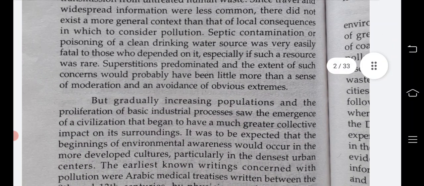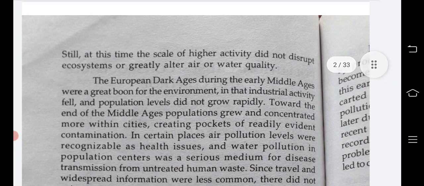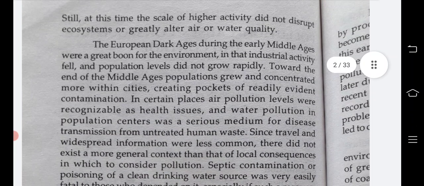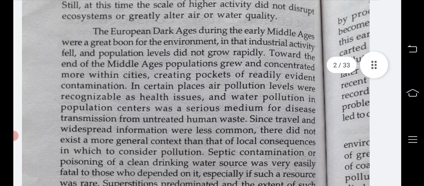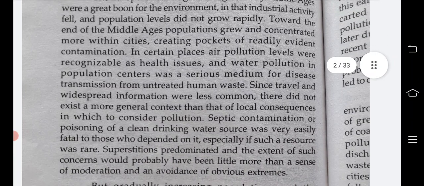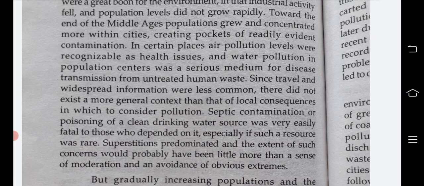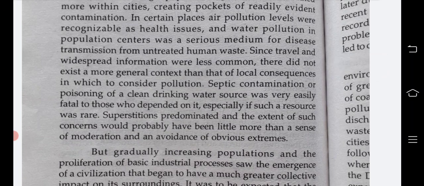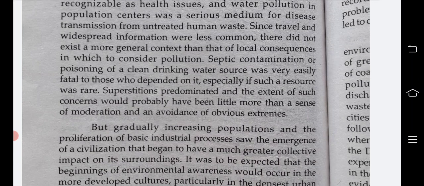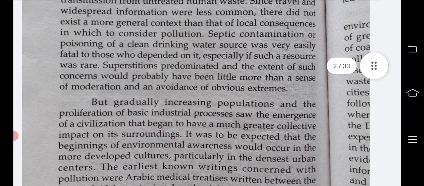This we can see in different ages. In the initial stages we see about the different ages. Then we have the European Dark Age, which was a great boon for the environment, where the industrial activity fell. So whenever the industrial activity comes down and the population comes down, automatically the air will be pure. That can be seen clearly in the last 2 years. Because of corona, industries and the vehicles were all shut because of the lockdown, as a result of which the environmental conditions have bettered, ecological balance has bettered, the ozone layer has regained its situation. So that has been a good sign for the world throughout.